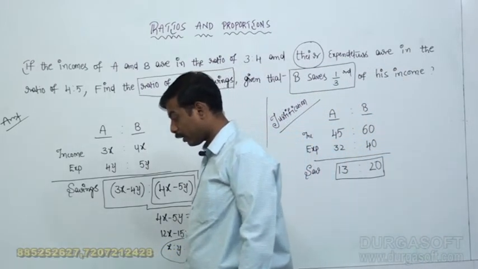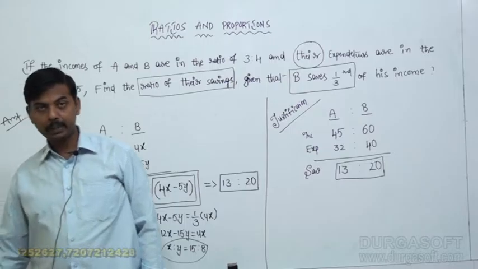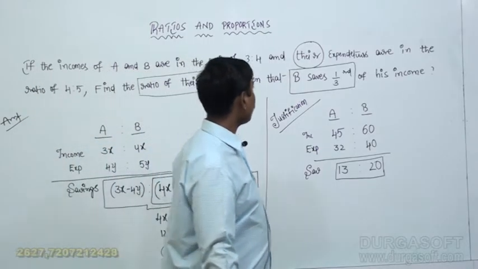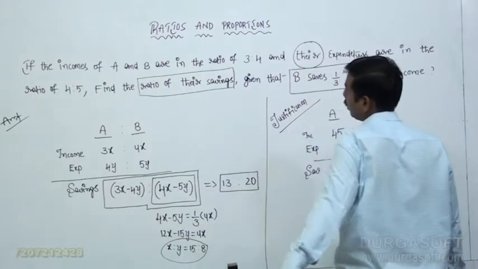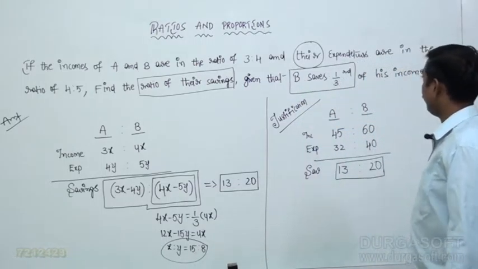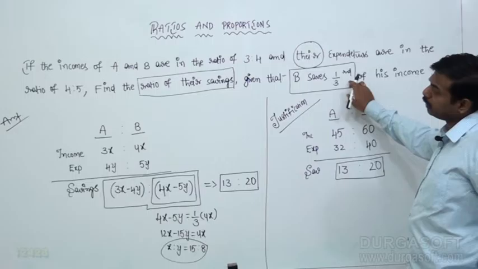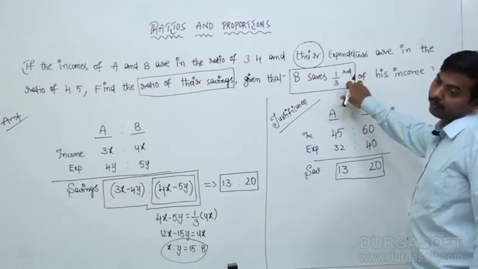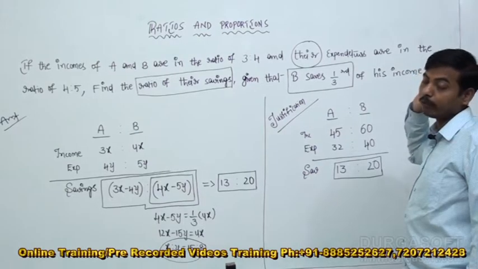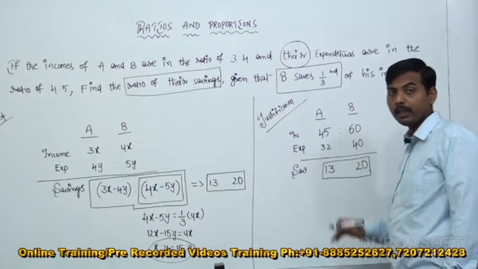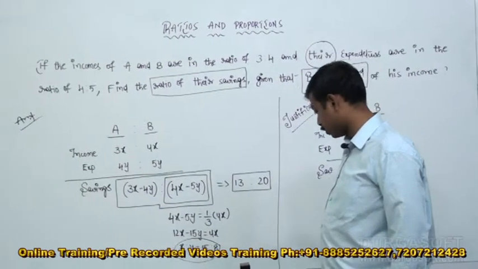Savings ratio of A and B, 13 is to 20 means, again we have to check about the condition which is already there in the statement in the given question itself. B saves how much part of his income? B's saving is 1/3 of his income. That is what condition already we got in that question.